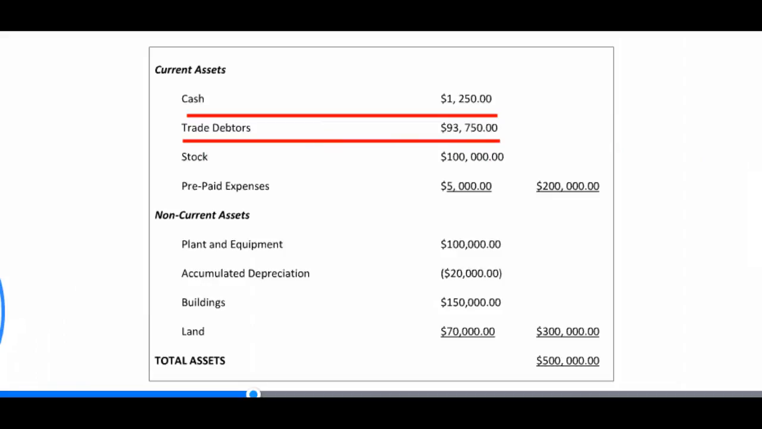which are the amounts owed to a business by its customers as a result of credit sales. Trade debtors are considered as one step away from cash and are most influenced by customer payment habits and the business's credit policy. The trade debtor value on this example balance sheet is $93,750. Next is stock.